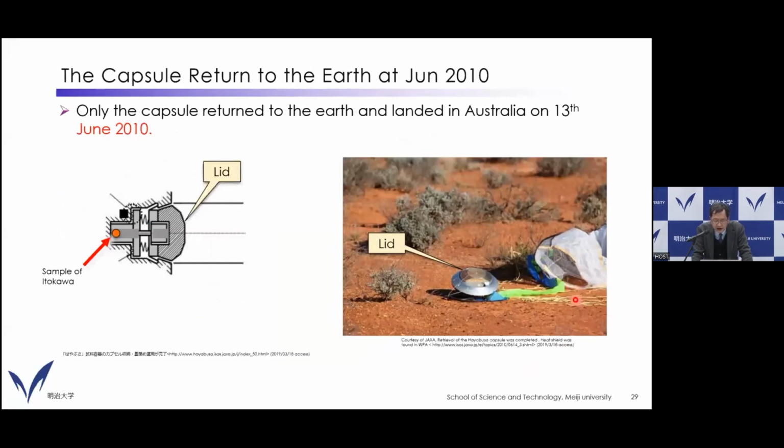On June 13, 2010, only the capsule returned to the Earth and landed in Australia. This photo shows the capsule with the lid just after it landed on the ground in Australia. You can see the lid closed tightly and perfectly.